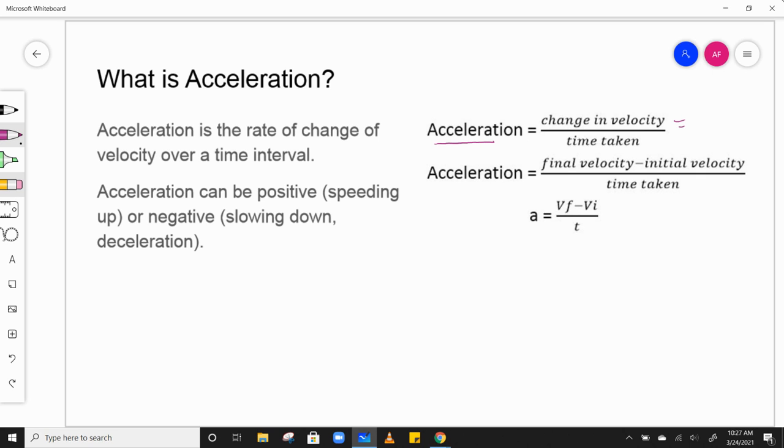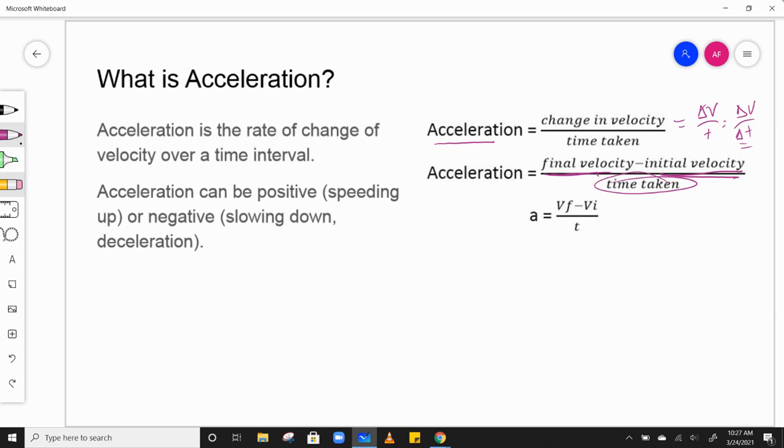So you're going to write it as change in v over time, or change in v over change in time, if we're looking at 2 points in time. So at like 3 seconds to 4 seconds, how much does it change? You can do it that way too. And when we talk about change in velocity, we're talking about final velocity and initial velocity. So final minus initial over the time taken.